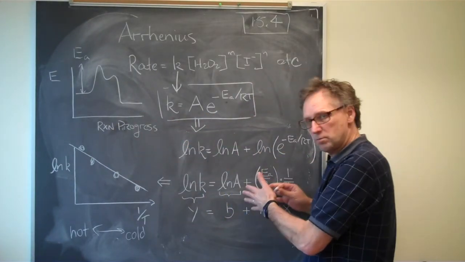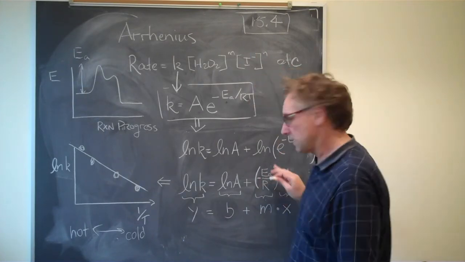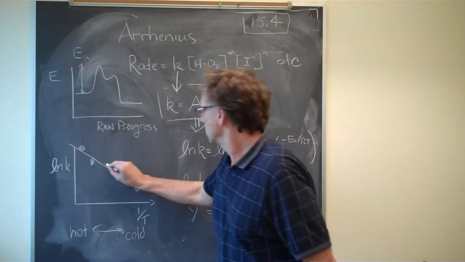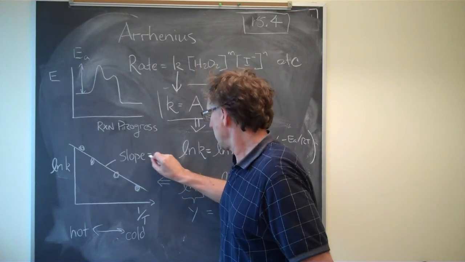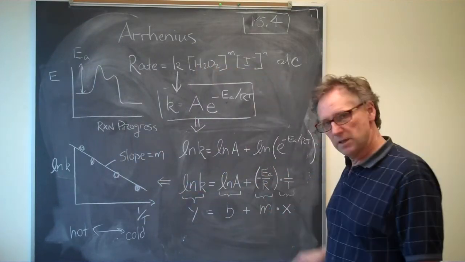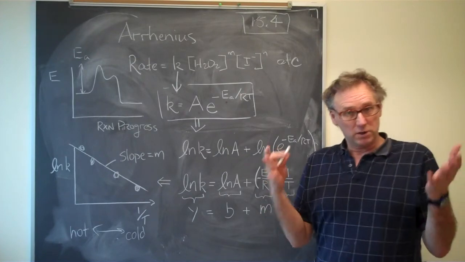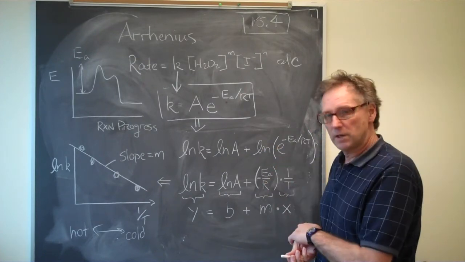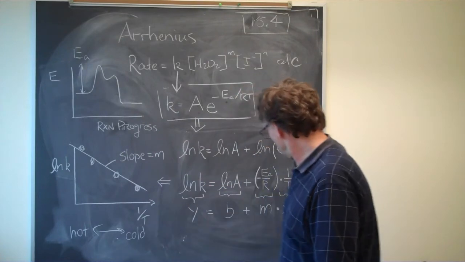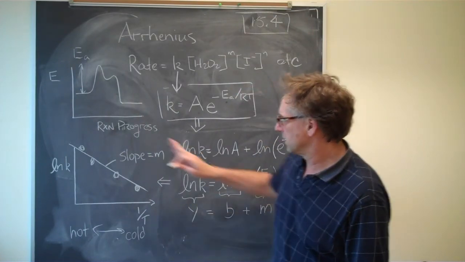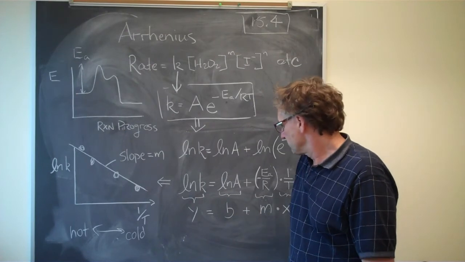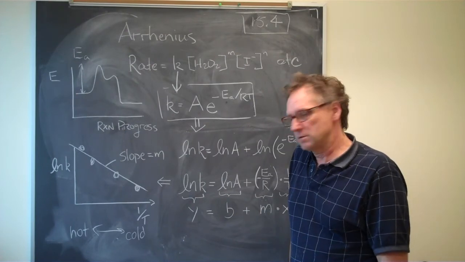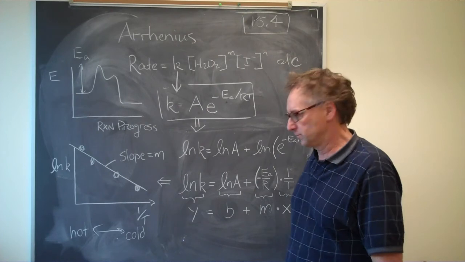Well, the slope ought to be equal to minus E sub A over R. Okay, the slope is m, which is minus E sub A over R. So if you measure the slope, then you can figure out what the energy of activation is. And what else? We could also get A because the intercept is b, okay, and so we could also get the frequency factor out of it. So that's our theory.